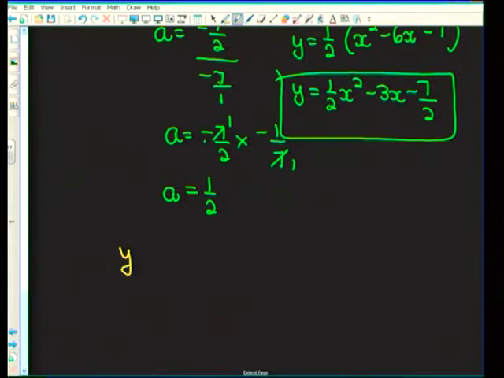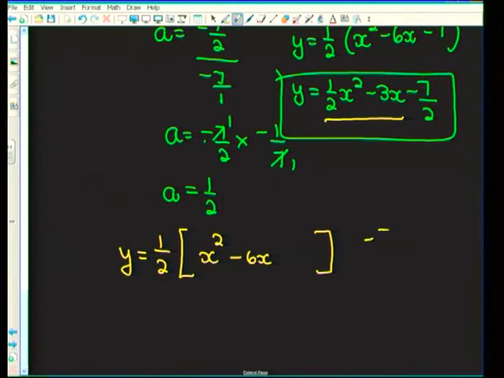This is quite a demanding question. In this fashion, the first thing we would do is take out the half as a common factor. So it would give me x squared minus 6x. We'd leave a space, but remember we'd only take it out of those two, and we'd leave the minus 7 over 2 outside the bracket.